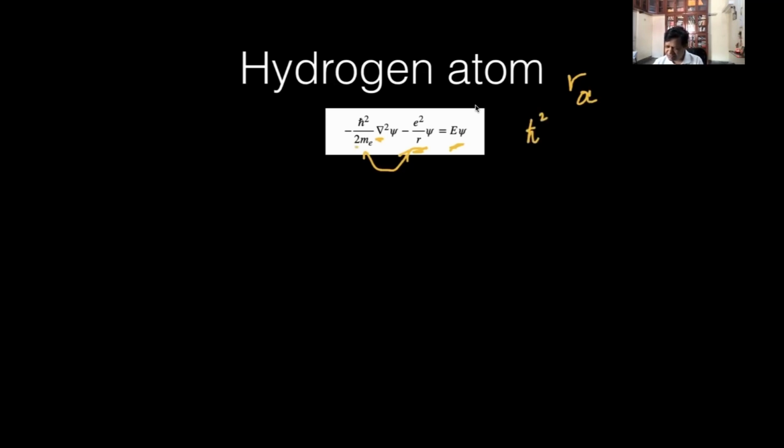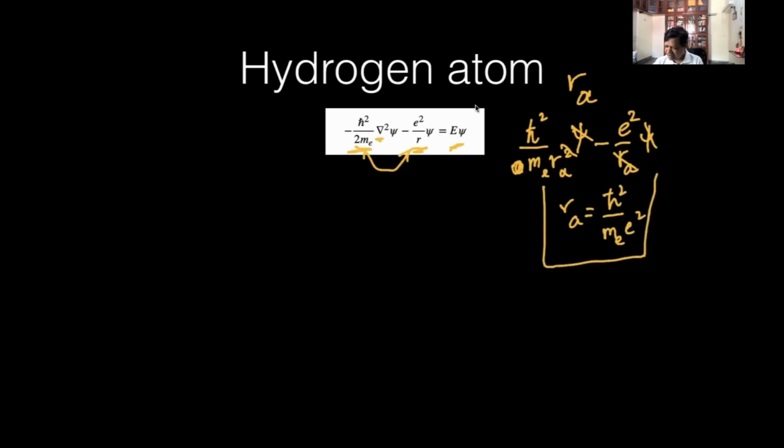What is the dimension of the first term? h bar squared by 2m, ignore the 2, it is a number, and this nabla is a second derivative with length. So that is the dimension of the first term. The second term is e squared by r, times psi. So psi cancels, one r_a cancels, so r_a equals h bar squared by m e squared. So this is the length scale of the system.